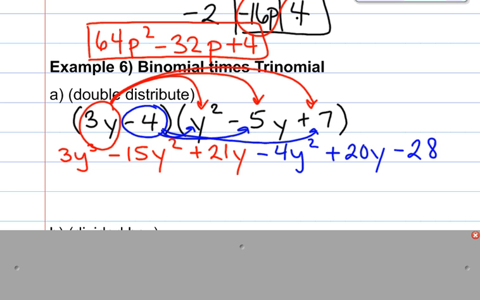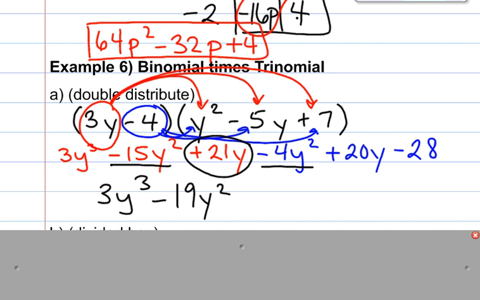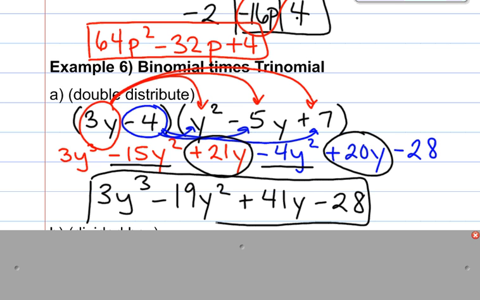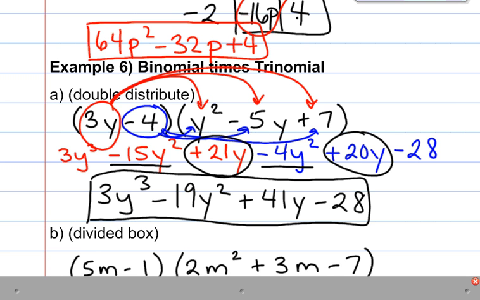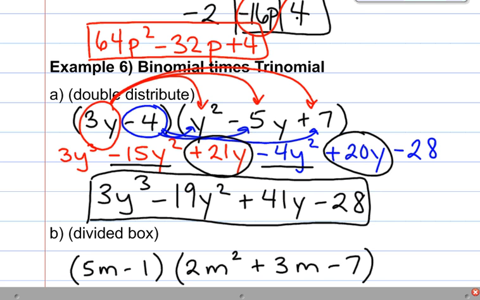Now you need to look for like terms. 3y cubed, there is no other cubed. Negative 15y squared minus 4y squared would be negative 19y squared. Then I have 21y plus 20y, which is plus 41y, then minus 28. And that is my final answer. I know I said one more example, but there are 2 parts, so we're going to do one more with the binomial times a trinomial, but as a divided box.